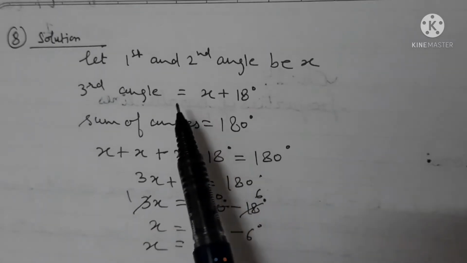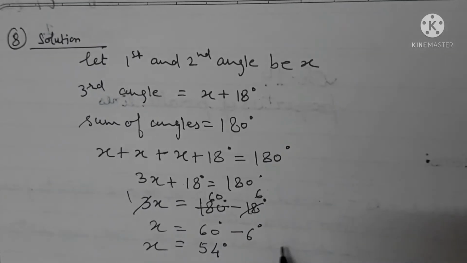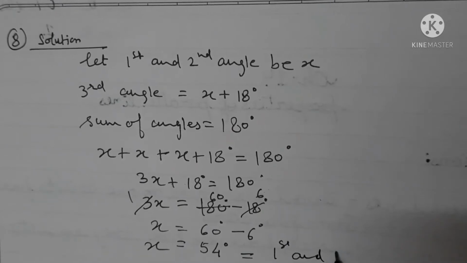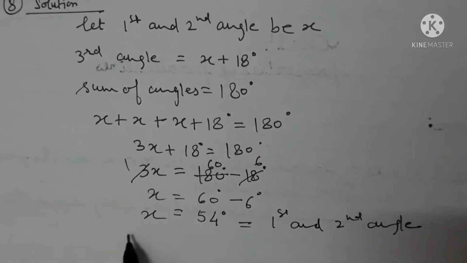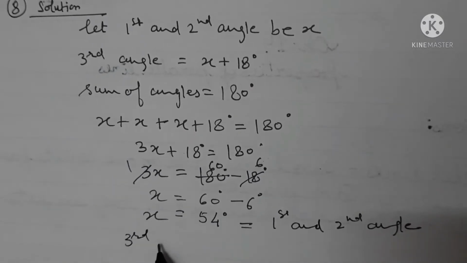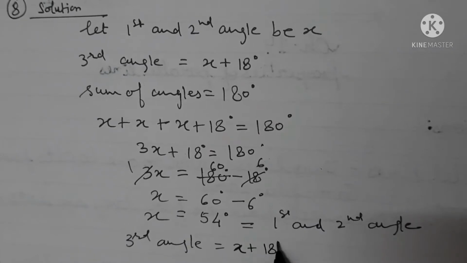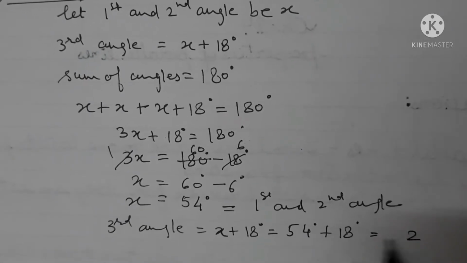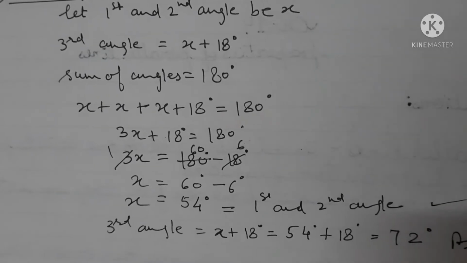So here the first angle and second angle will be x, meaning 54 degrees, and the third angle is not equal to the first and second angle. Third angle is equal to x plus 18, meaning 54 degrees plus 18 degrees. 8 and 4 is 12, 2 and 5 is 7, 5 and 1 is 6... 72 degrees. Answer. Next question.